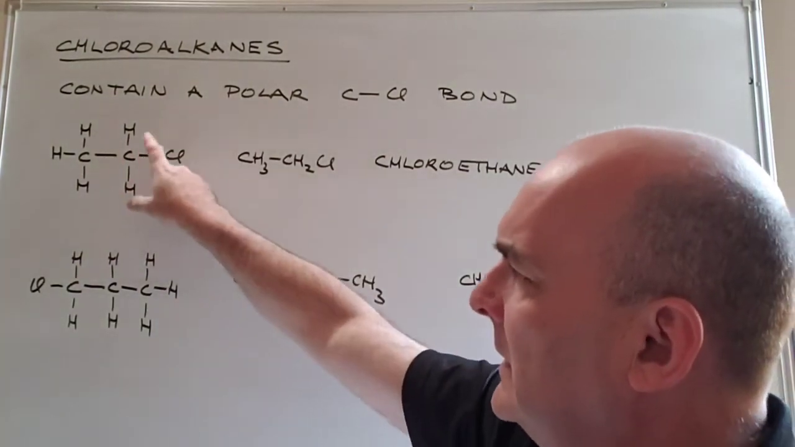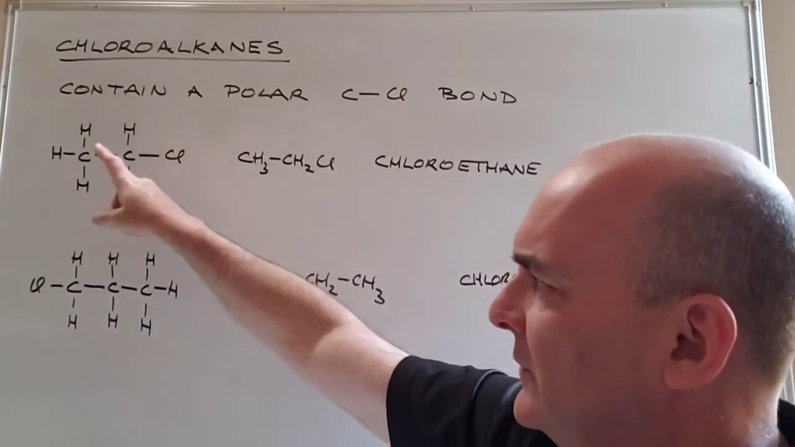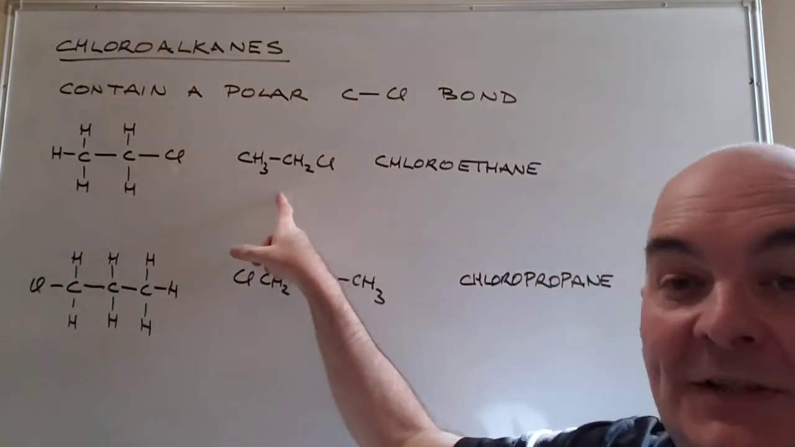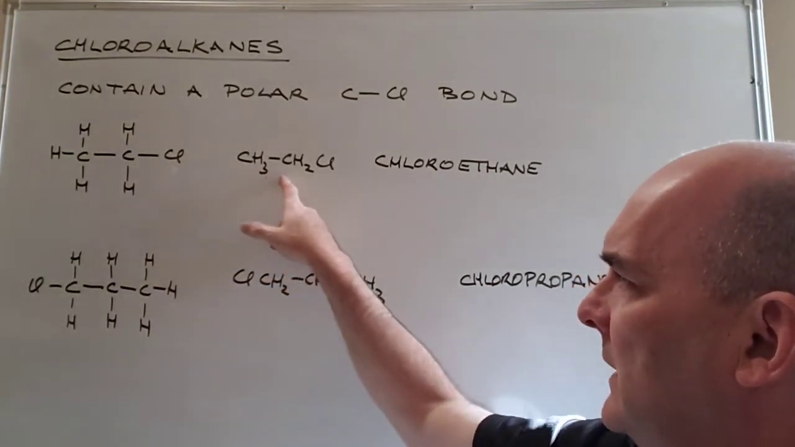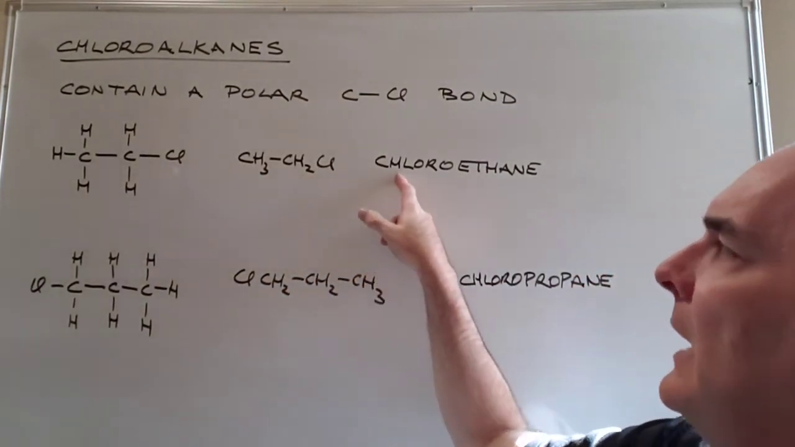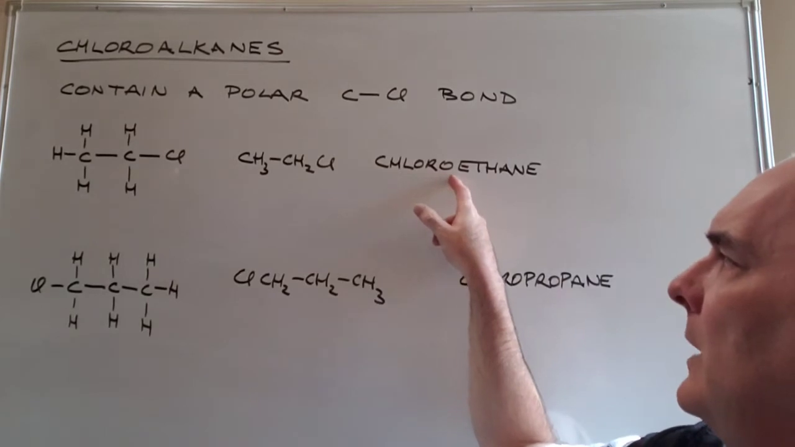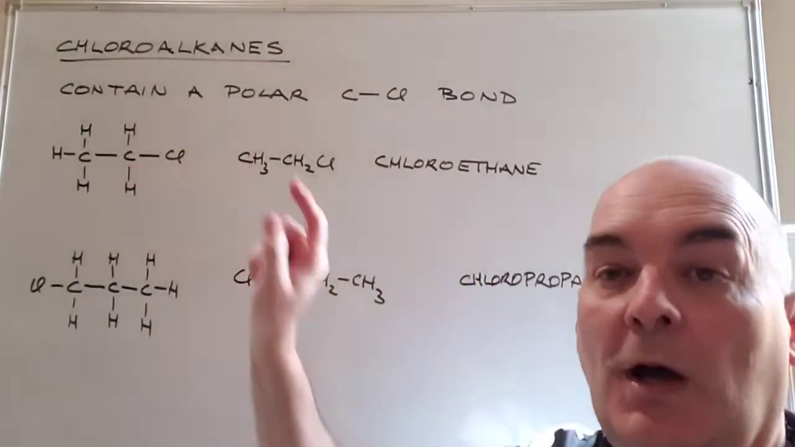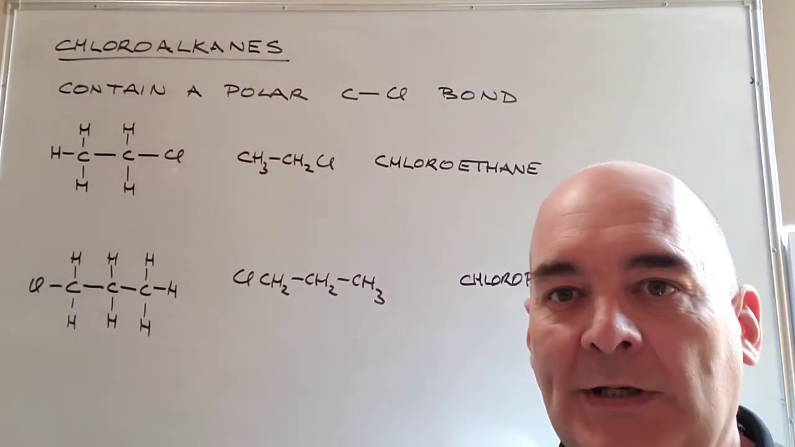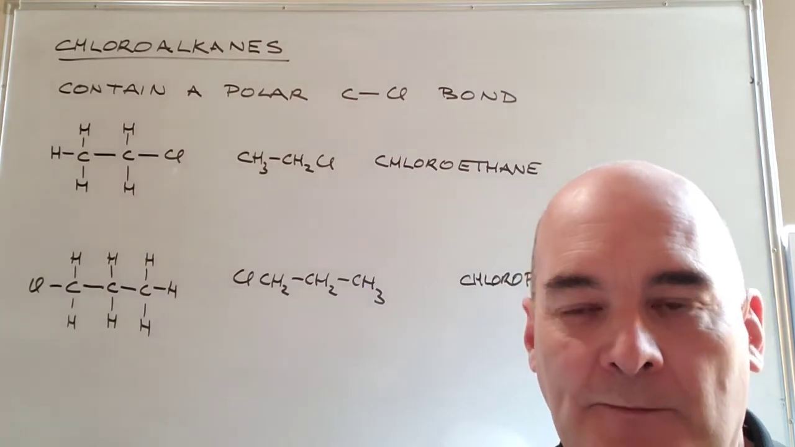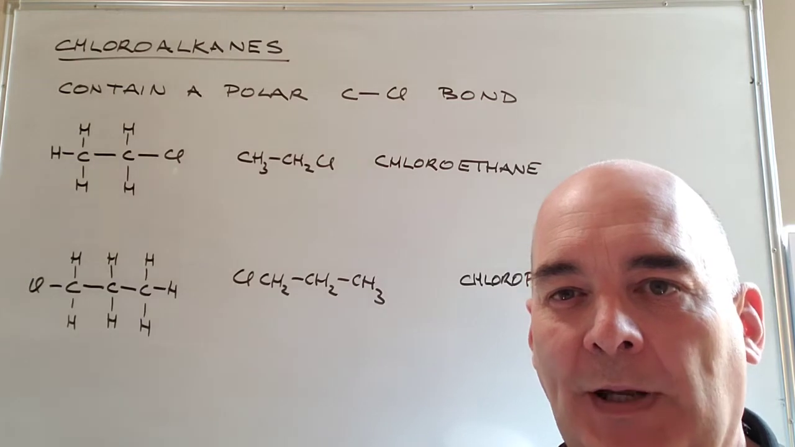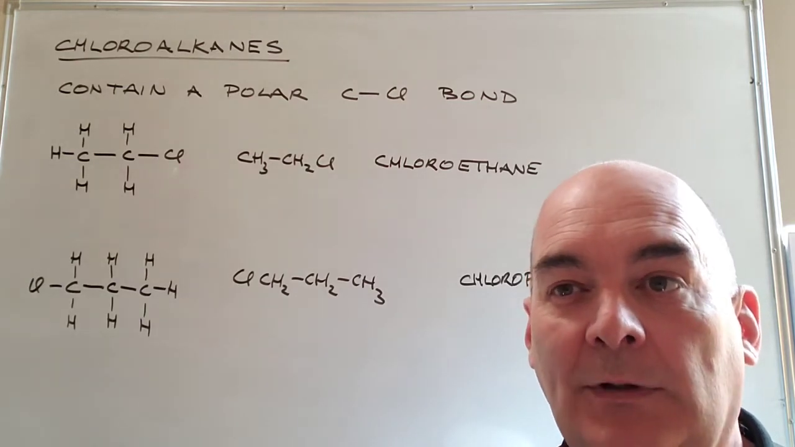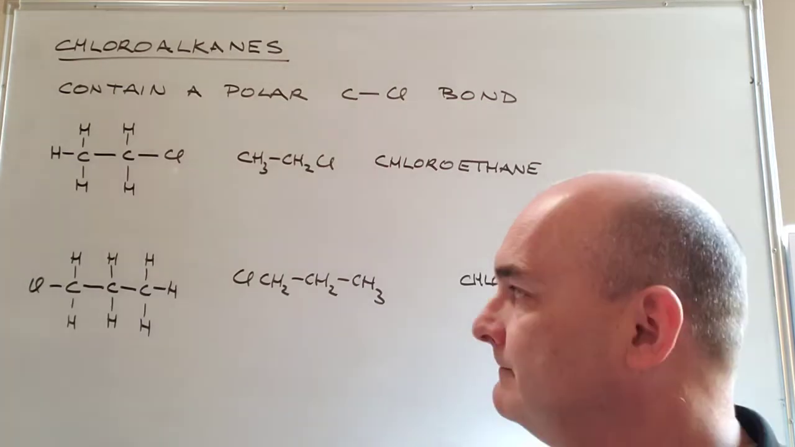This is the Kekulé structure, or what our book's going to want to call a Lewis structure. Here is its condensed formula, CH3, CH2, Cl, and this would be chloroethane. 2 carbons, eth, only single bonds, ane, and then replace a hydrogen for a chlorine, and ethane becomes chloroethane.